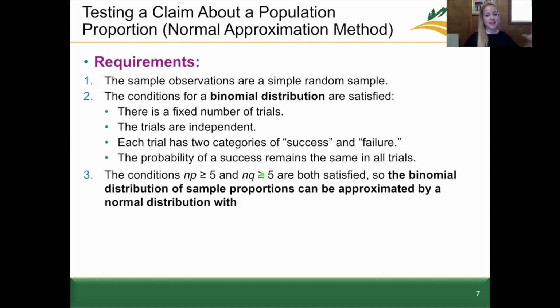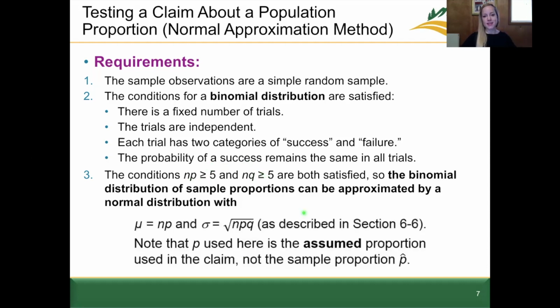Going back some ways in 6.6 is where we originally covered this. The population mean for a binomial distribution we estimate as n times p. And the population standard deviation, or sigma, we estimate as the square root of n times p times q.